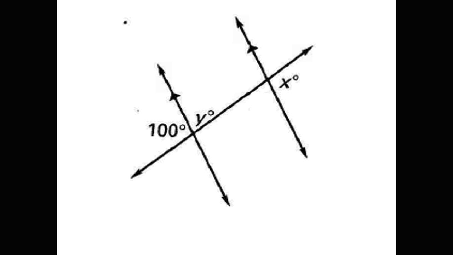100 is more than 90, so all the obtuse angles would be 100. 80 is less than 90, so all the acute angles would be 80. Look at x, decide if it's acute or obtuse. Look at y, decide if it's acute or obtuse, and figure out their angle measures.